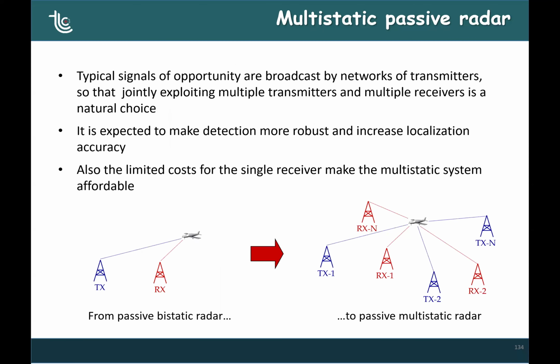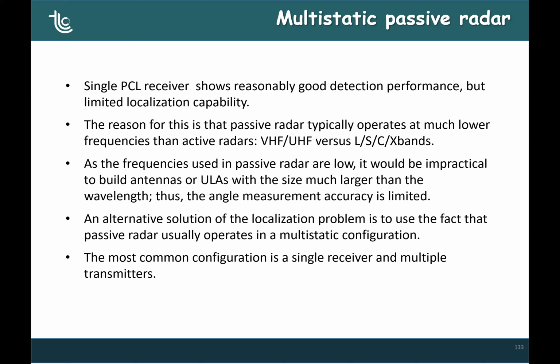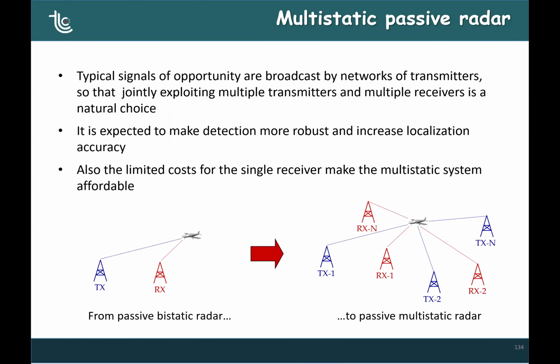This is multi-static configuration, as you can see. So let me explain better. If we work at low frequency, the angular resolution is not particularly good. And if it is not particularly good, then we cannot localize with a high precision the angular position of the target. This is the reason why in many situations we use the multi-static configuration.